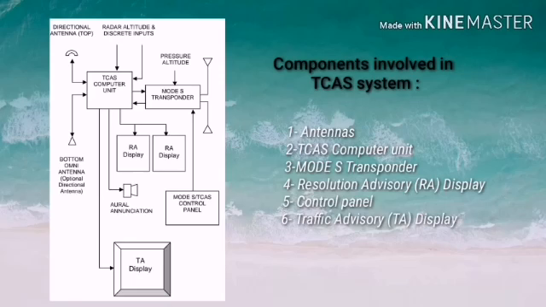Fourth is the RA display. The RA display provides the pilot with information on the vertical speed or pitch angle to fly or avoid to resolve the encounter. Fifth is the control panel. A single control panel is provided to allow the flight crew to select and control all the TCAS equipment. And lastly is the TA display.